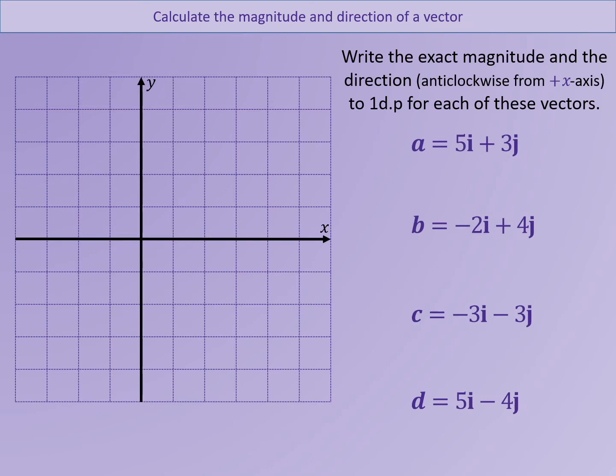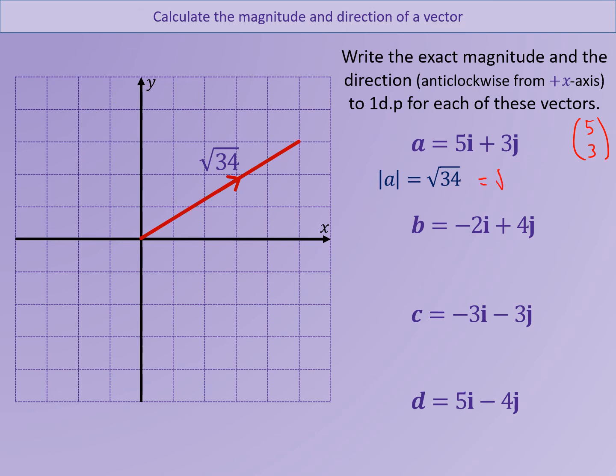Okay, so looking at these vectors then, if we are looking at the first one, vector A, that is 5i plus 3j. Now remember that this could have been written as (5, 3) as a vector. So here we have the vector A. If we want to write down its magnitude and its direction, its magnitude is root 34.